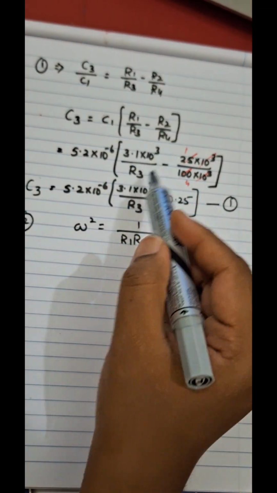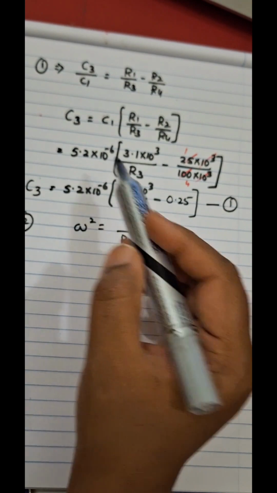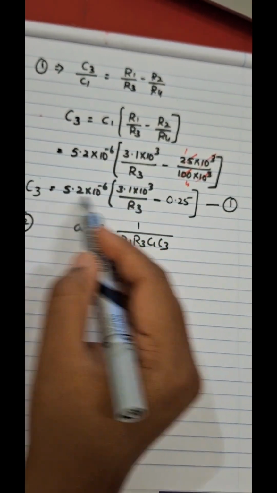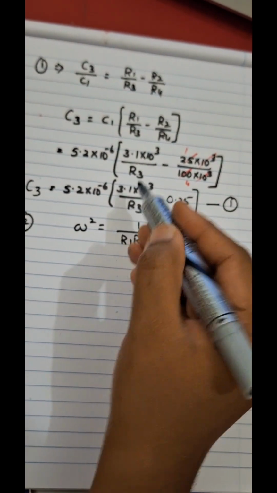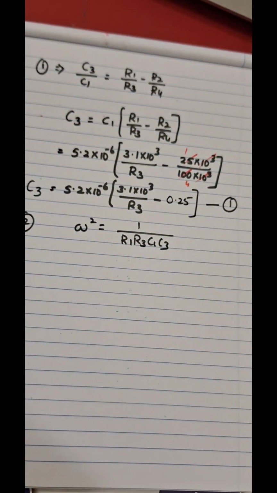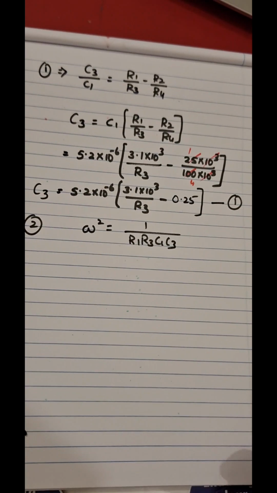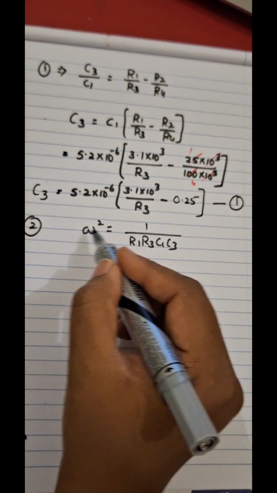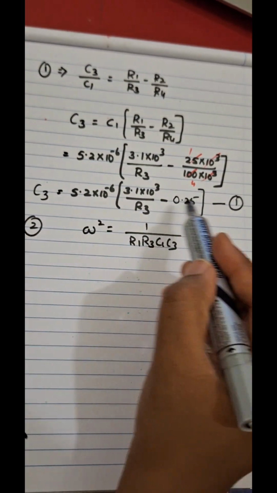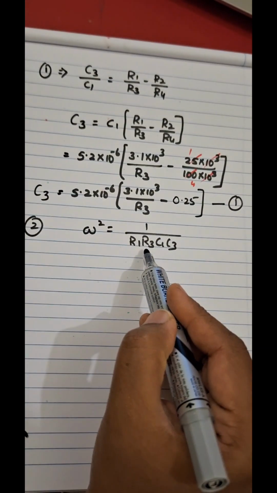Here 3.1 into 10 power 3 is there, divided by R3 is there. 5.2 into 10 power minus 6. Keep it like that. Just write it as equation 1 because here R3 is not allowing us to go forward. Clear? So now omega square is equals to 1 by R1, R3, C1, C3 is the second equation we have. So we are stopping it here because R3 is not allowing us. Now let us go here.